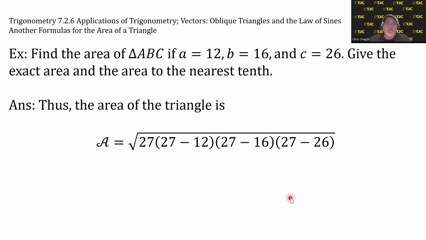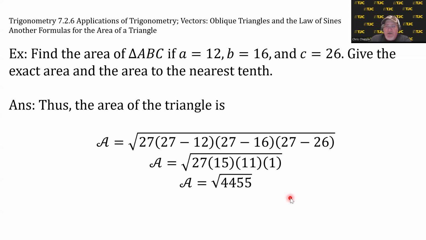Let's push this as far as we can without rounding. We do all the subtraction problems first: 27 times 15 times 11 times 1. Multiply them all together. We get the square root of 4,455.